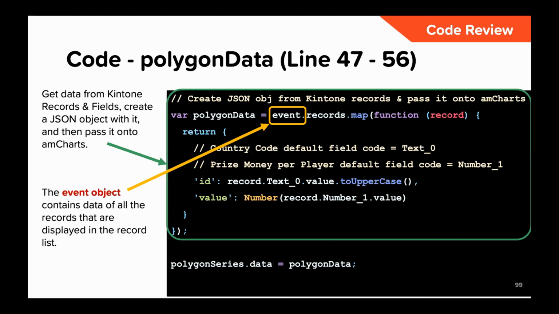Okay, so at this point, we need to start getting data, right? So we brought in this library, we instantiated the chart. At some point in time, we need to get the data. So how do we get the data? Well, Kintone exposes the data in something called the event object.